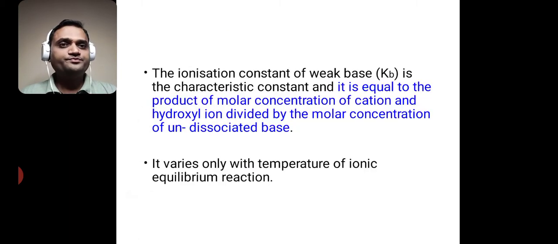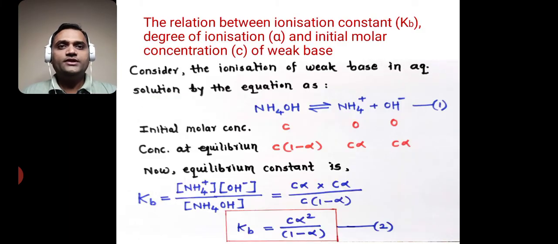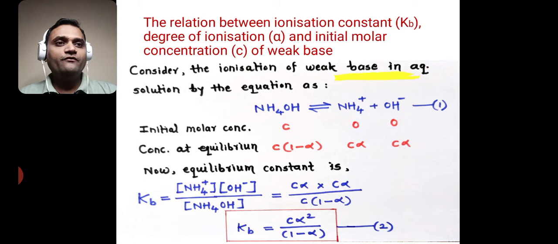Now we have to derive the relation between the ionization constant of weak base, that is Kb, the degree of ionization alpha, and the initial molar concentration C of weak base. For that we consider the ionization of a weak base in aqueous solution. Suppose, for example, ammonium hydroxide NH4OH, a weak base, undergoes ionization to form NH4 plus and OH minus. So this is our equation 1.